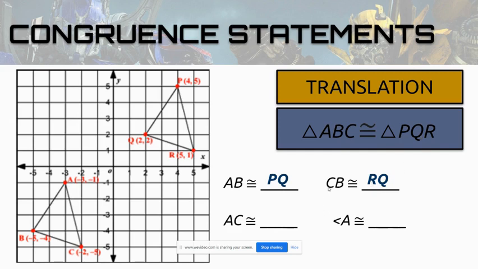Last letter, middle letter. You're matching them up. Like I said before, A, C. A is the first. C is the last. P is the first. R is the last. So that's PR. Angle A is first. Matches with angle P. All you have to do once you have written your congruency statement is simply match up the letters. It is that straightforward.